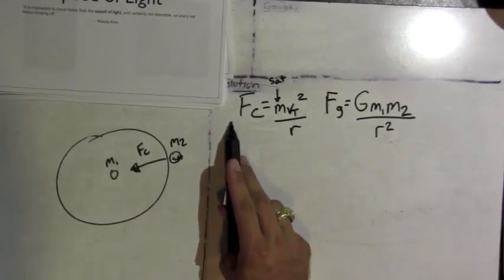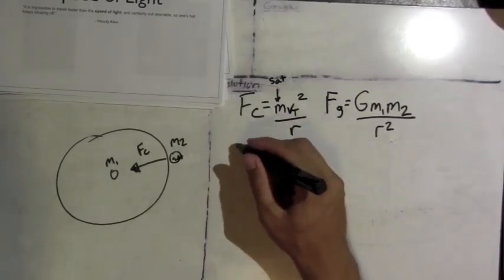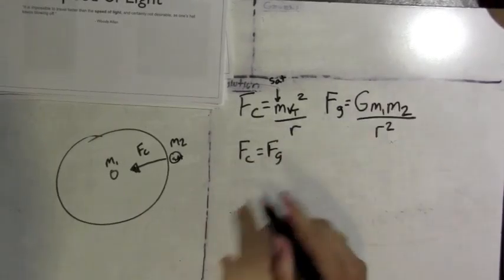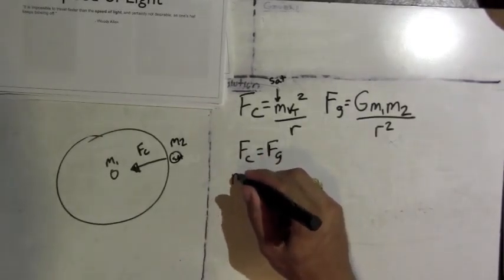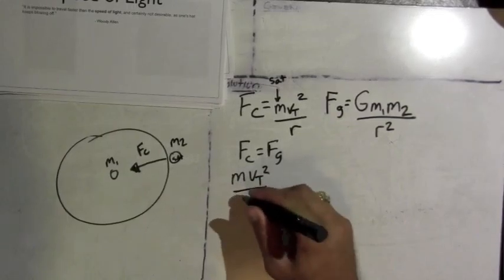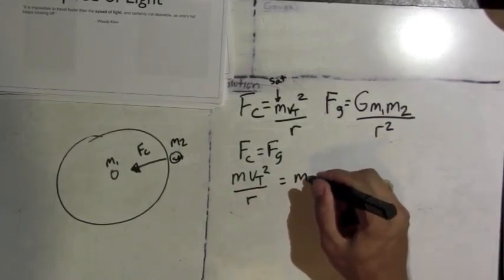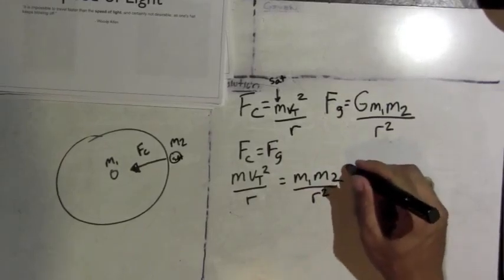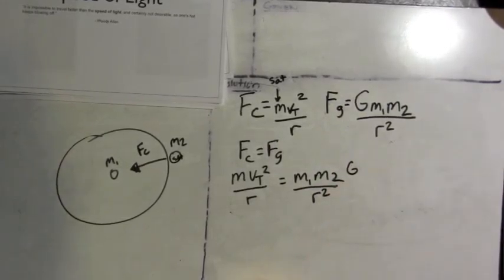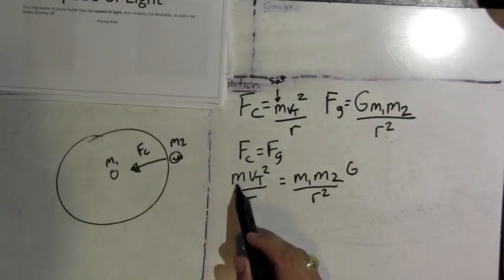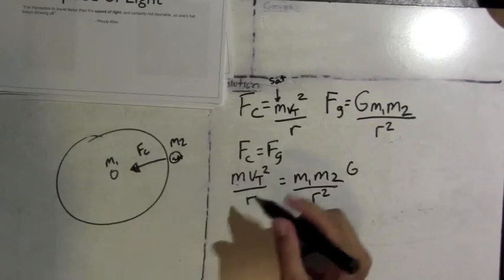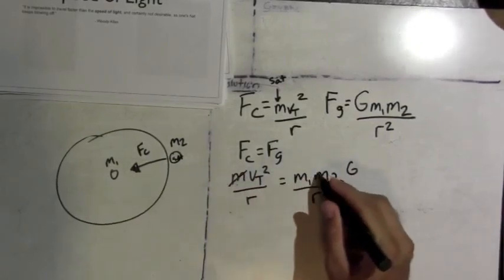Since the centripetal force is the gravitational force, you can say Fc equals Fg, or if we plug in our things, you have m v_t squared over r equals m1 m2 over r squared. Left the G term off. Okay, so now realize that this is the mass of the satellite, and m2 was once again the mass of the satellite. So these two things are actually the same thing.